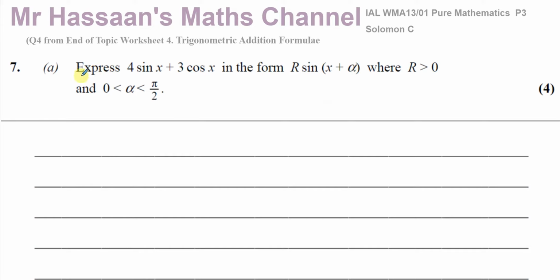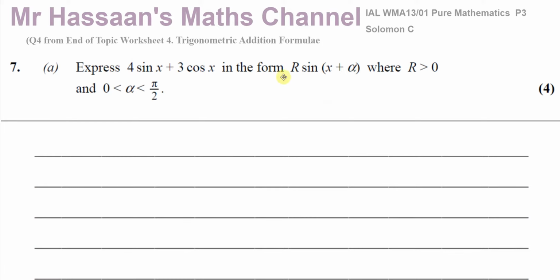So here we've got to express 4 sine x plus 3 cosine x in the form r sine x plus alpha, where r is greater than 0 and alpha is between 0 and pi over 2. So when you've got to express this in the form of this compound angle, what you need to do is to use the compound angle formulae, or they're called the addition formulae. It's another word for them.